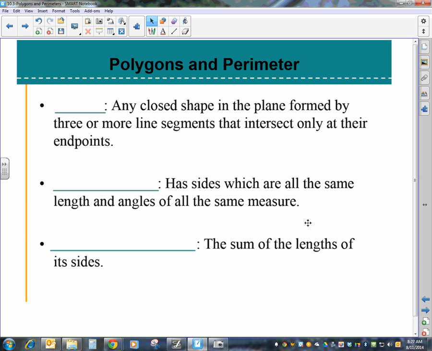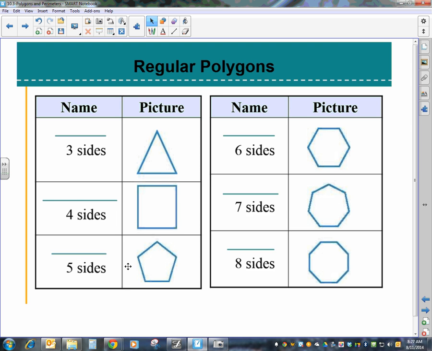So, first, any closed shape in the plane formed by three or more line segments that intersect only at their endpoints is called a polygon. It must be closed and must be made up of line segments. Now, if all the sides are the same and all the angles are the same, we call it a regular polygon. And of course, the sum of the lengths of the sides is what we define as the perimeter of a polygon. All right, let's go review the polygons.